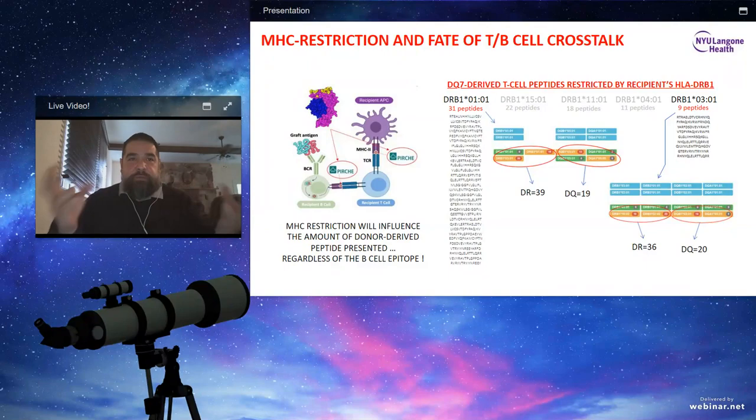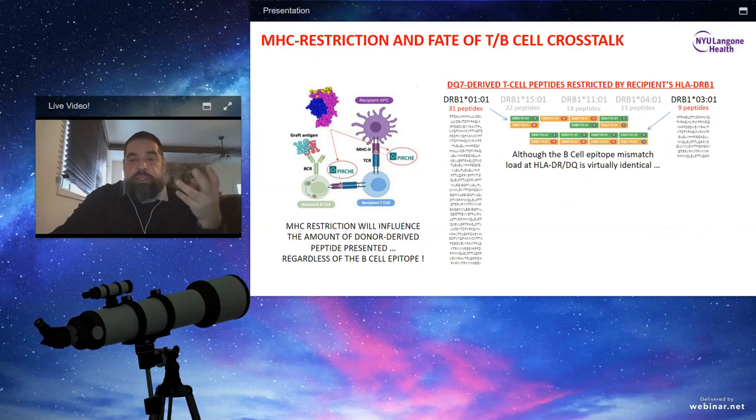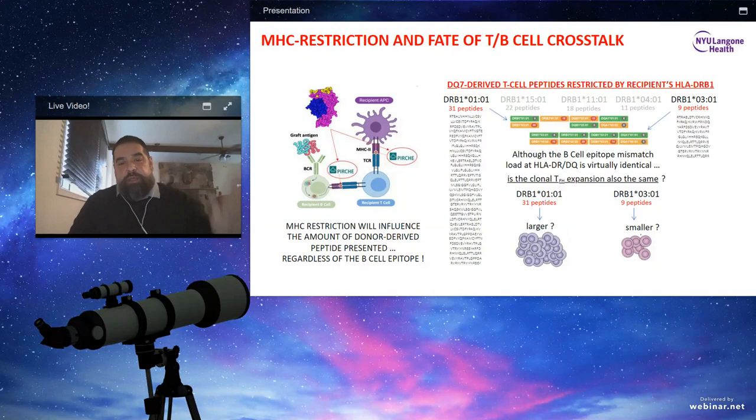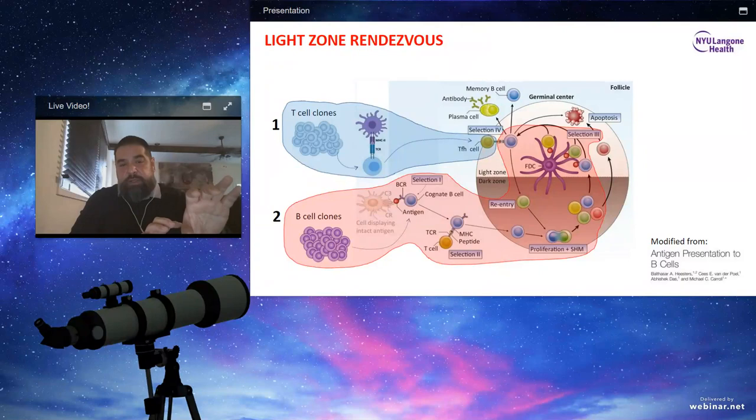So how is this affecting the outcome? Although the B cell epitope mismatch load is practically the same, the question is, is the T cell the same? And if the T cell is not the same, the activation of the T cell is not the same, what would the outcome be, right? So if the clonal expansion derived from DR1 patients versus DR17 patients is different, how is this affecting the production of de novo DSA and antibody rejection when the loop needs to be closed at the end in the germinal center? In fact, as I was saying, these two mechanisms are kind of working independently from one another for most of their activation.